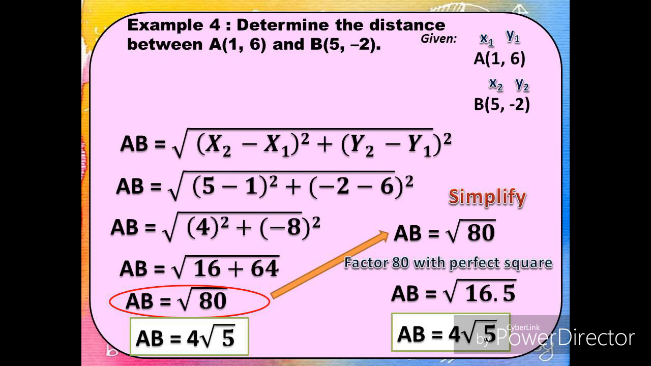To simplify, we're going to factor 80 with a perfect square, and that is 16 times 5. So the square root of 16 is 4, and we have the square root of 5. Therefore, the distance between point A and B is 4 square root of 5.